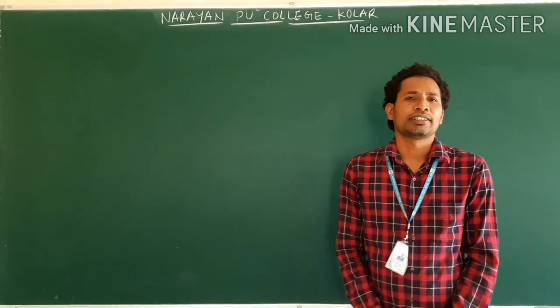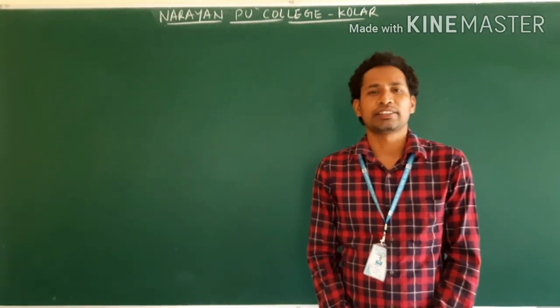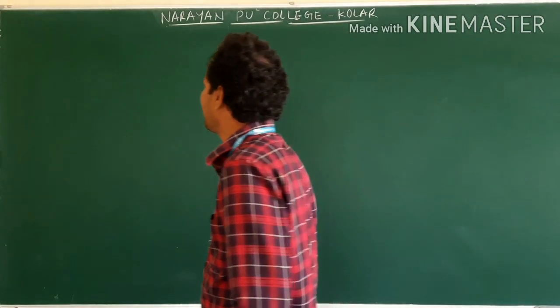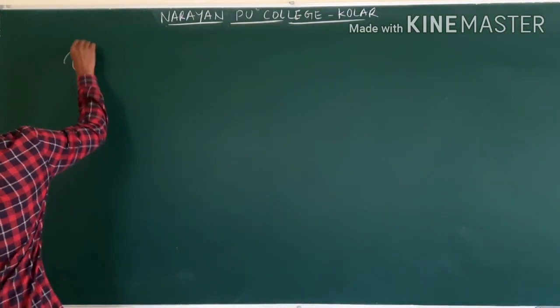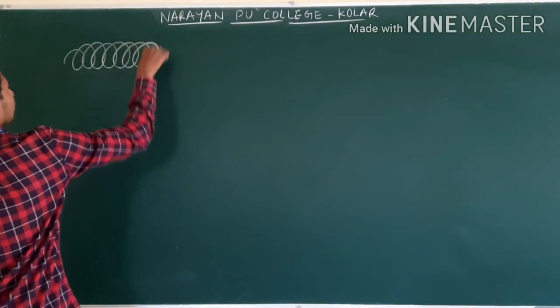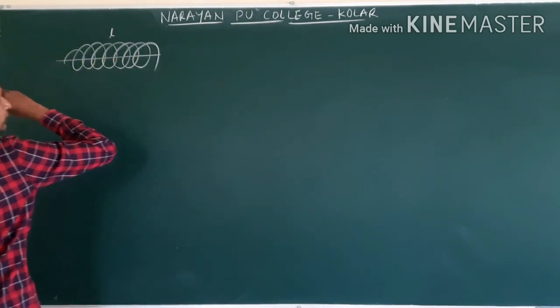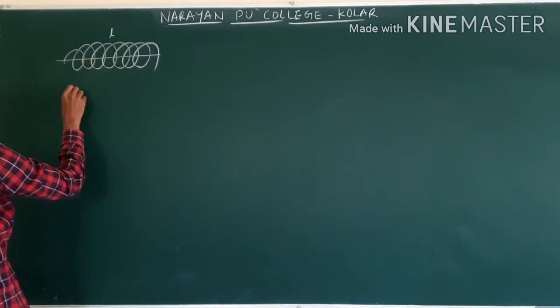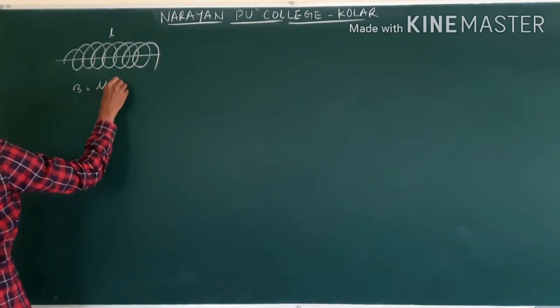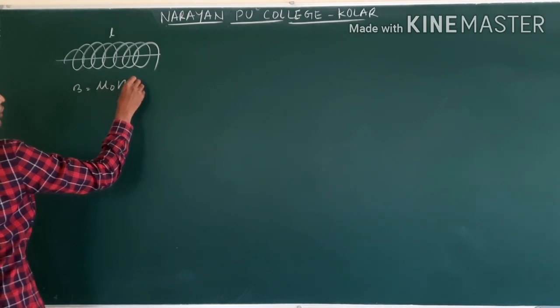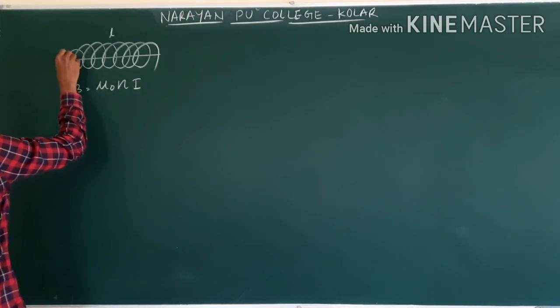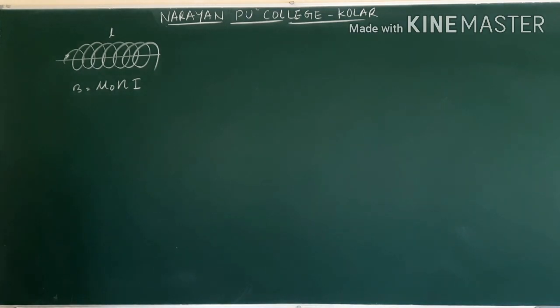Yesterday in class, we completed the solenoid, the magnetic field due to a solenoid. This is a solenoid of length L. Along its axis, the field is B equals mu naught N I, where I is the current flowing through the coil. Clear? Next, we will see the toroid.